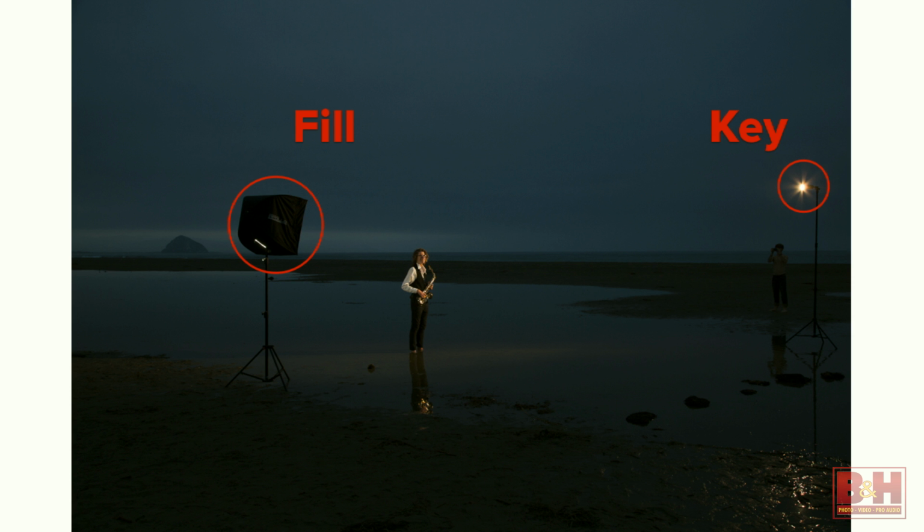So how did I do this shot? And again, radio speed lighting completely made the difference. So I have a speed light on the left. Key light means it's the main light.